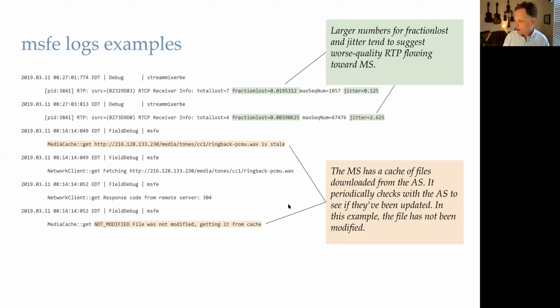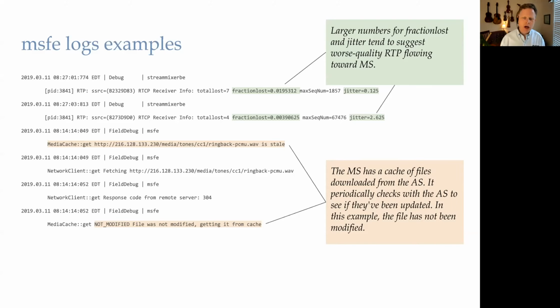And so, for example, it determined here it was trying to play this ringback.pcmu.wave file, determined that the file was stale based on the timestamp. And it goes back to the app server to check to see if that file has been changed. And if it has not been changed, it doesn't have to download it again. It's basically checking the validity of the cache. And so what we see here is it goes and checks the app server in this case.